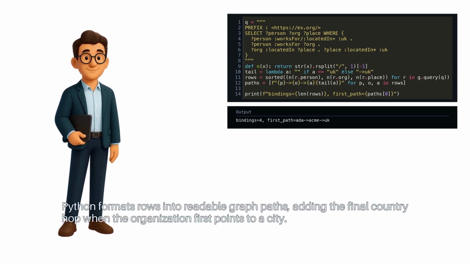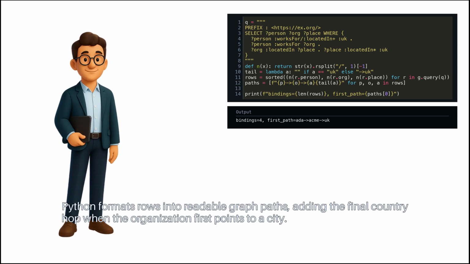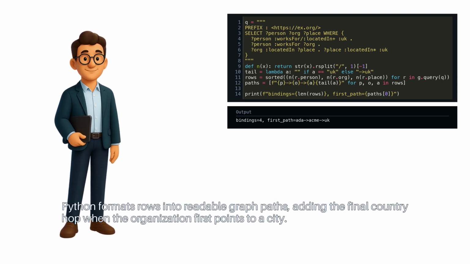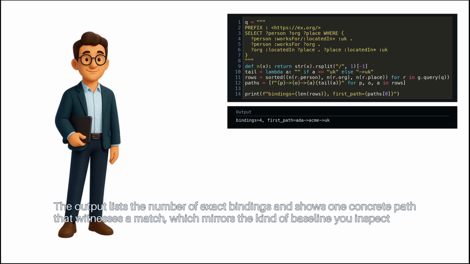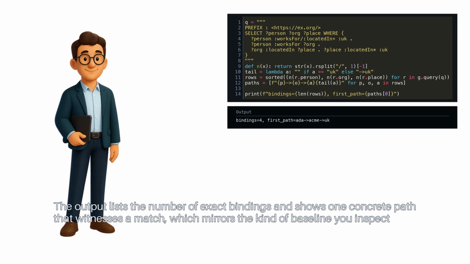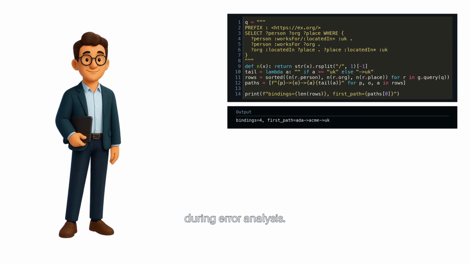Python formats rows into readable graph paths, adding the final country hop when the organization first points to a city. The output lists the number of exact bindings and shows one concrete path that witnesses a match, which mirrors the kind of baseline you inspect during error analysis.